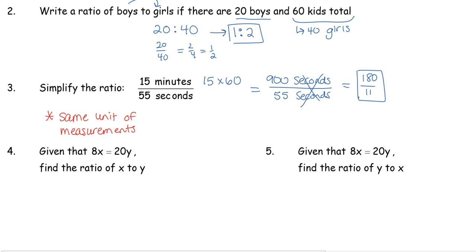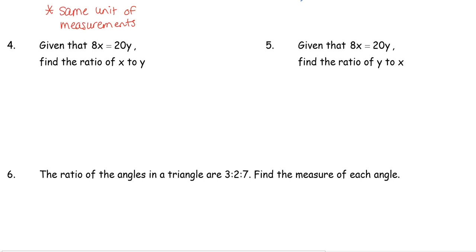All right, next one, and these next two are a little bit more difficult. I'm given that 8x is equal to 20y. I want to find the ratio of x to y. So remember, we said that means that x is coming first, y second. When I rewrite that ratio as a fraction, whatever comes first is in the numerator, whatever comes second is the denominator. So what I want to do is rewrite this so that x is on top by itself and y is on the bottom by itself.